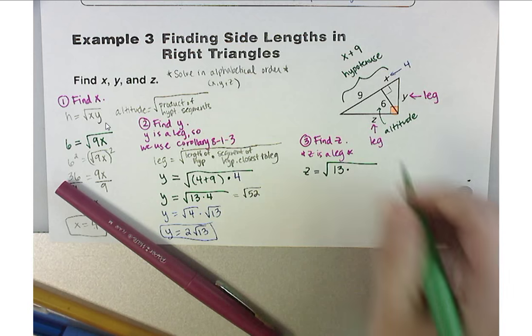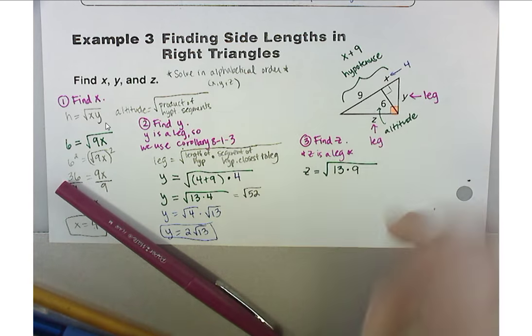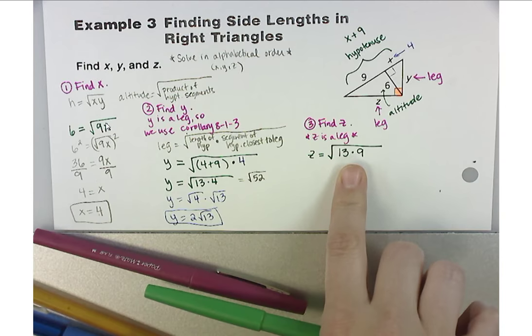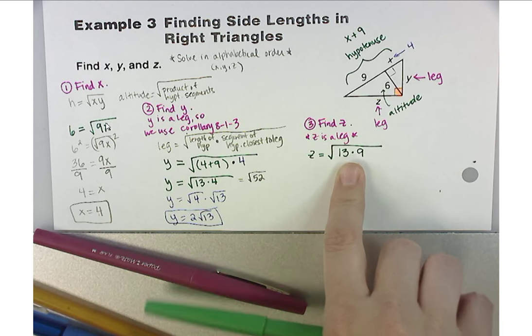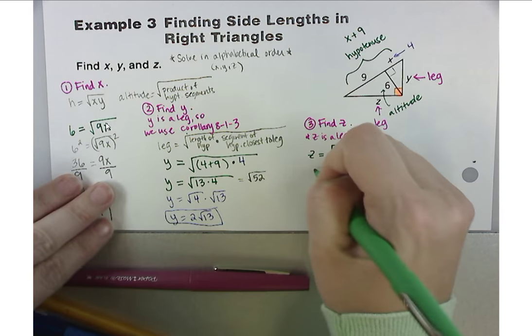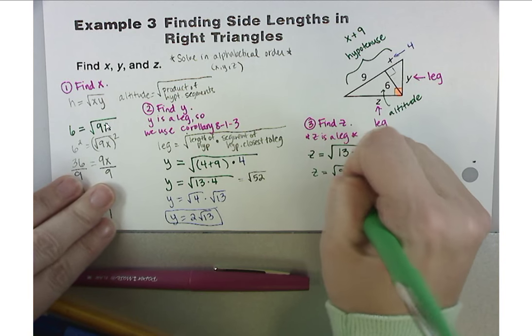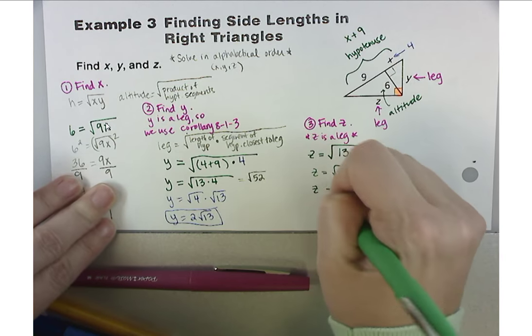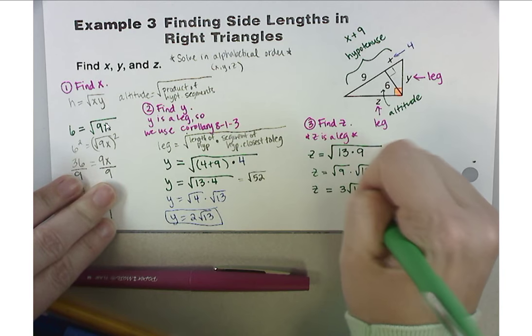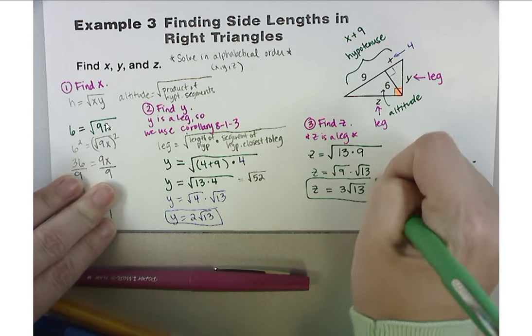Okay, so again, it doesn't really make sense for me to multiply that out, because can't we already see what my perfect square is here? Yeah, so what I would do is I would just rewrite it as the square root of 9 times the square root of 13. And what's the square root of 9? 3. So it'll be 3 root 13.